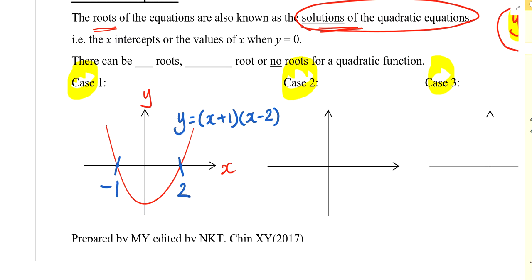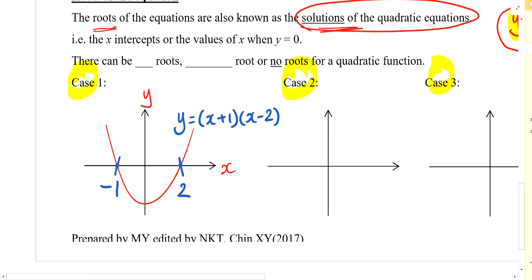X plus 1 equals 0. Okay, so she says that this part should be equal to 0. But why? Because y equals 0. This horizontal axis is y equals 0. That's why she let this part be 0. Therefore, we get minus 1. Likewise, x plus 2 is also equal to 0, so we get minus 2. So these are our two solutions to the equation.